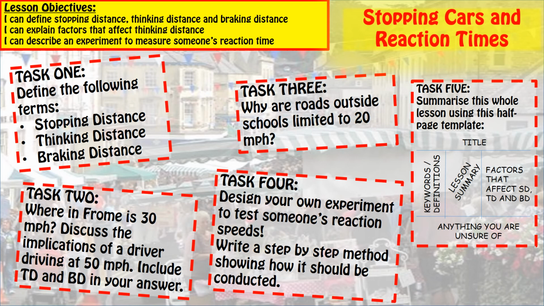Task 3, again, it's a past exam question. Why are roads outside schools limited to 20 miles per hour? We have discussed that earlier on in the video, so you should be able to answer that one.